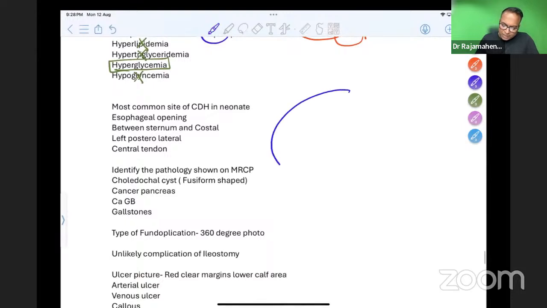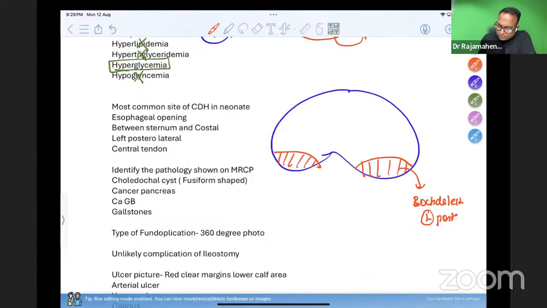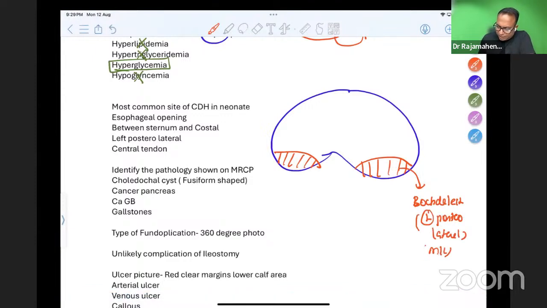Most common site of congenital diaphragmatic hernia in a neonate. So in the afternoon paper, a little complicated paper. I can accept it's a little complicated paper, but unless you have understood the concepts, it will be a little difficult. So this is the congenital diaphragmatic hernia. This is one defect called the Bochdalek defect, Bochdalek hernia. Through this the Bochdalek hernia happens, it is left posterolateral. So this is the most common type of congenital hernia.